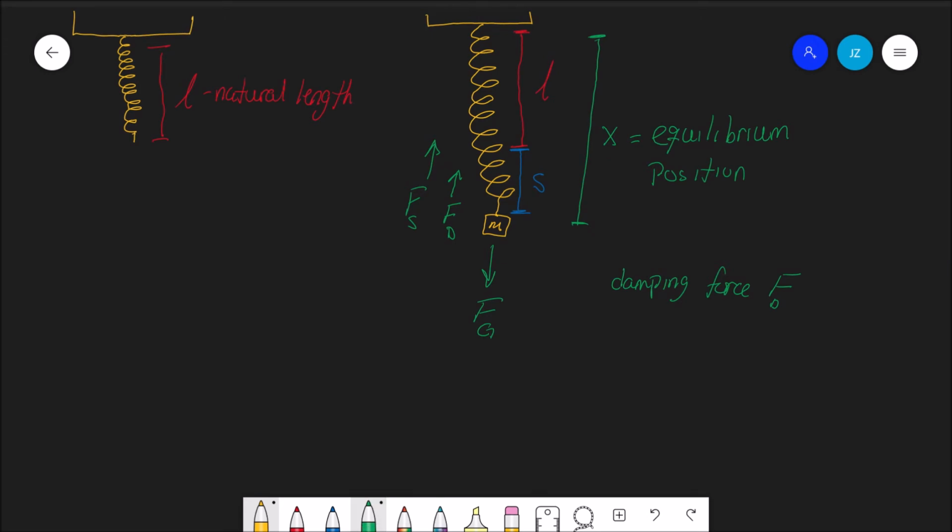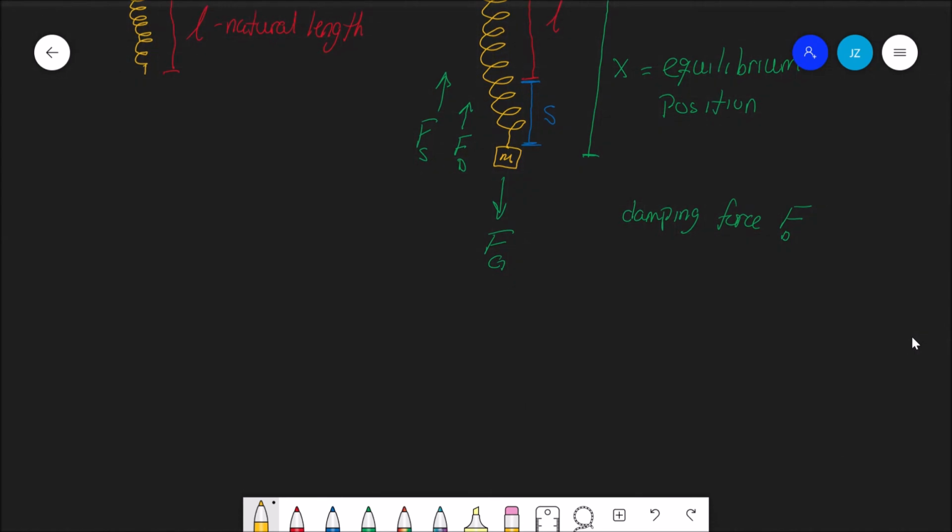Let's now consider what happens if the spring is subject to an external force. Let's say it's attached to a motor. So we're adding an extra force, let's call it F of t, a driving force. Then Newton's second law will give us mx double dot is equal to negative kx minus beta x dot plus this F of t.